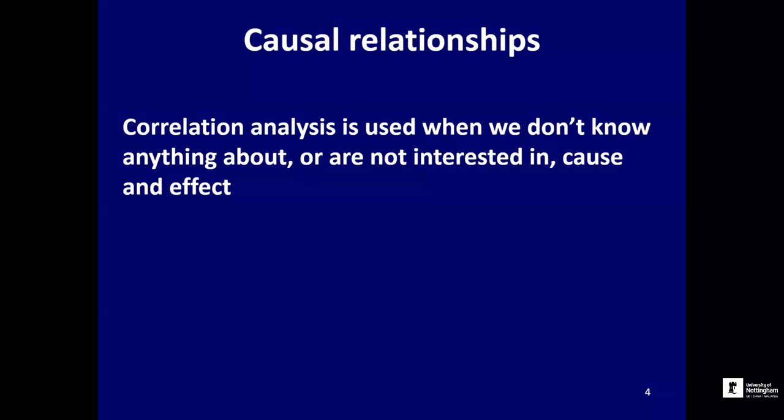So we talked about the example of looking for a relationship between the number of storks arriving in Denmark and the number of human babies being born. We don't expect that storks cause babies to be born, or indeed that babies cause storks to arrive. But that doesn't mean that we're not potentially interested in any pattern between those 2 variables. So in that sort of situation, a correlation analysis is appropriate.